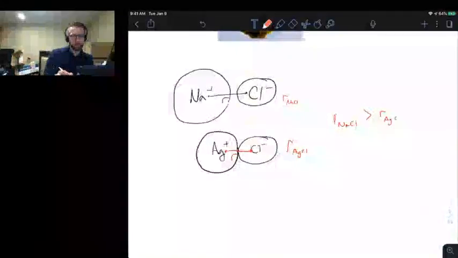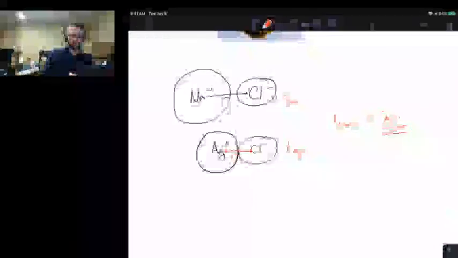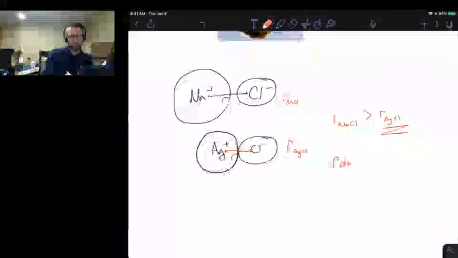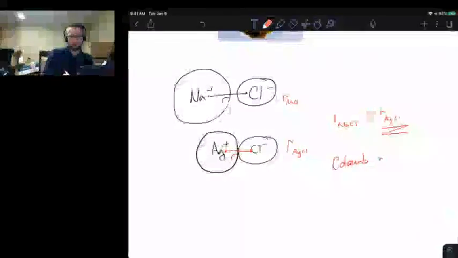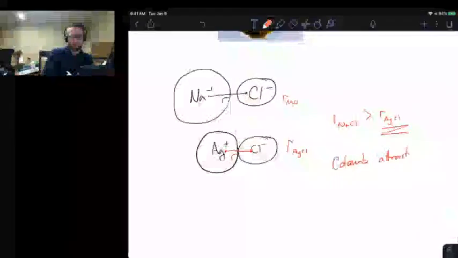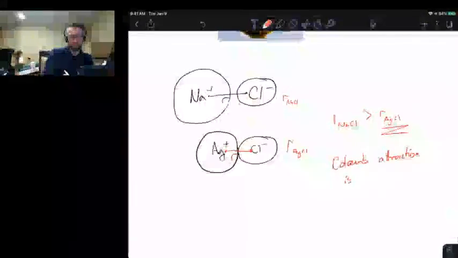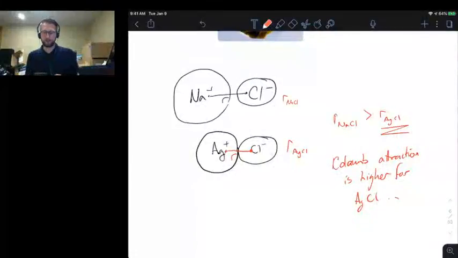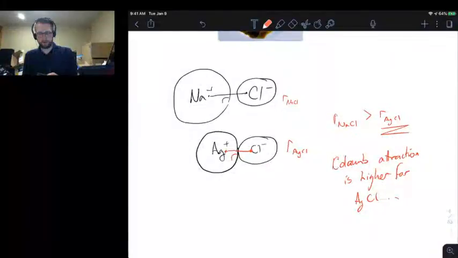And so this little shrink in R means that from the Coulomb attraction, the Coulomb attraction is higher for AgCl. And I'm gonna stand by that until someone sends me an email later that says, "Hey, by the way, I looked up the values," which I'm now tempted to look up right now.